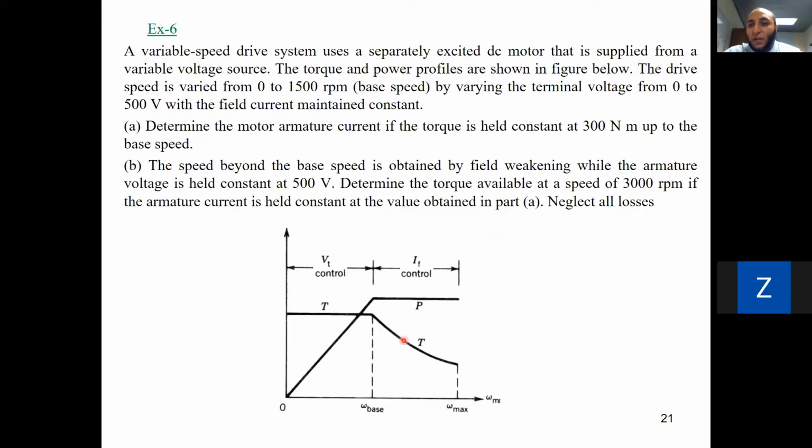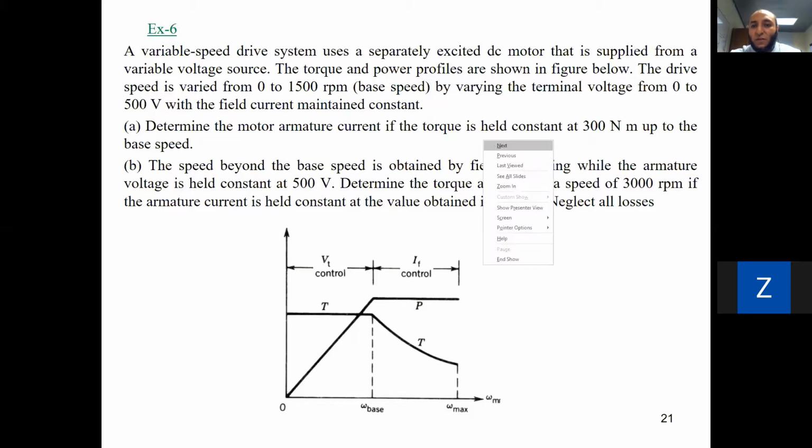This is the figure. The drive speed is varied from 0 to 1500 RPM, which is the base speed here, by varying the terminal voltage from 0 to 500, with the field current maintained constant. So we speak now about this part. What's required here? To determine the motor armature current if the torque is held constant at 300 Newton meter up to the base speed. So let's start with the first part.